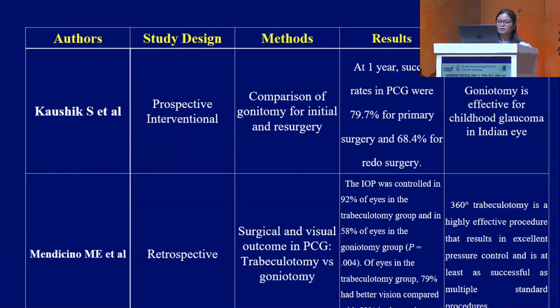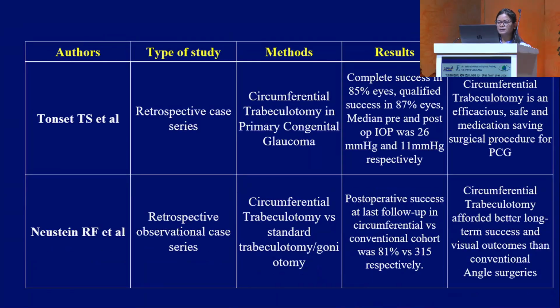Who have compared goniotomy for initial and redo surgery, and at 1 year they had found a success rate of 79.7% in primary surgery and 68.4% in redo surgery. Mendicino et al. have conducted a study evaluating surgical and visual outcome in primary congenital glaucoma, 360-degree trabeculotomy versus goniotomy, and they had found intraocular pressure reduction in 92% of eyes in 360-degree trabeculotomy versus 58% in goniotomy.